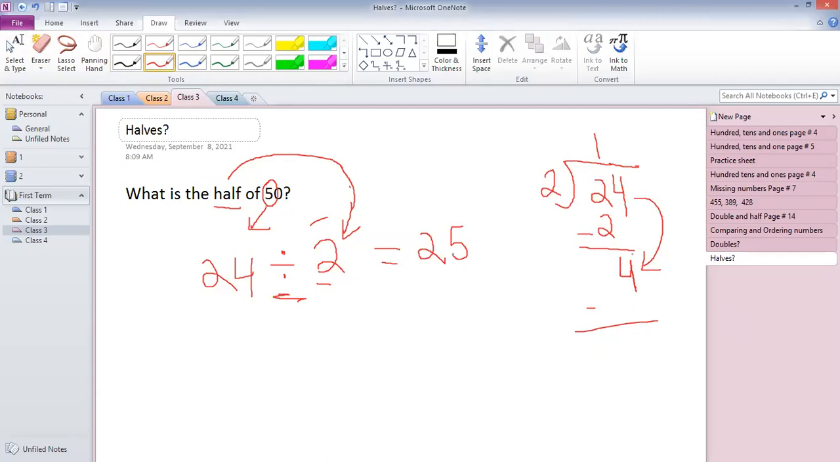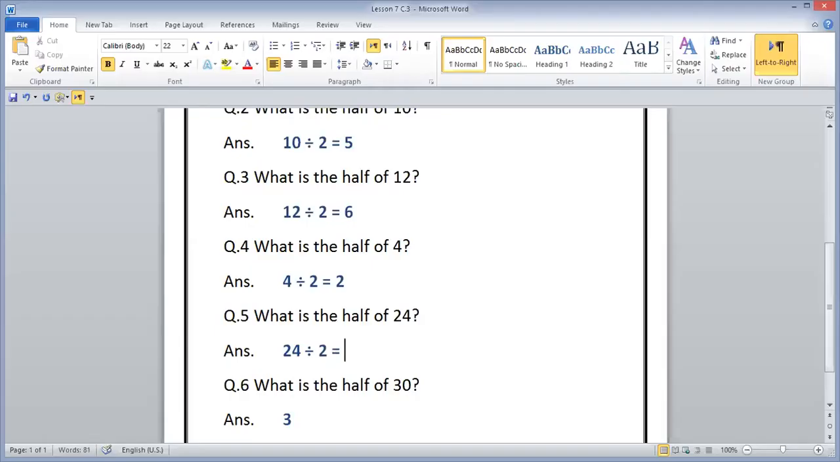And now you will check the table of 2. 2 multiplied by what will give you 4? 2 multiplied by 1 equals to 2. And 2 multiplied by 2 is equals to 4. Then 4 minus 4, 0. So the answer is 12. So half of 24 is equals to 12.